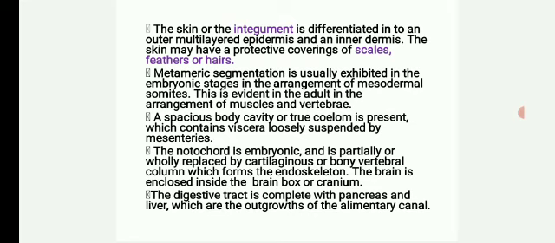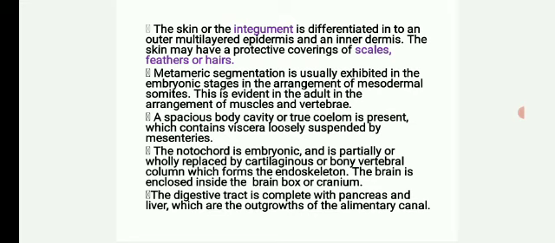Number 5. Metameric segmentation is usually exhibited in the embryonic stages in the arrangement of mesodermal somites. This is evident in the adult in the arrangement of muscles and vertebrae. Number 6. A spacious body cavity or true coelom is present, which contains viscera loosely suspended by mesenteries.